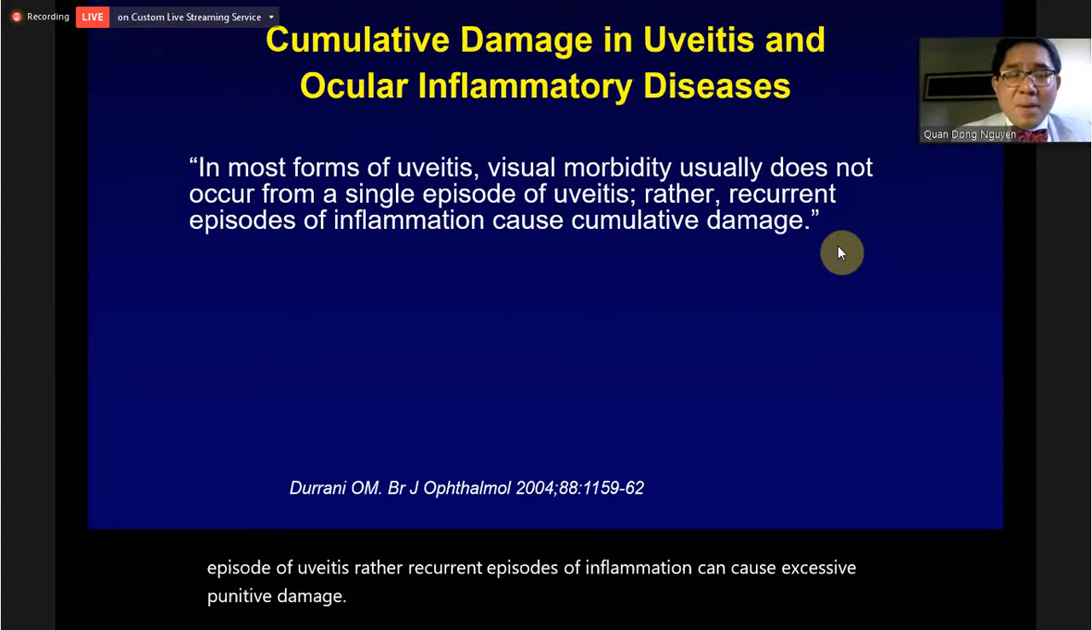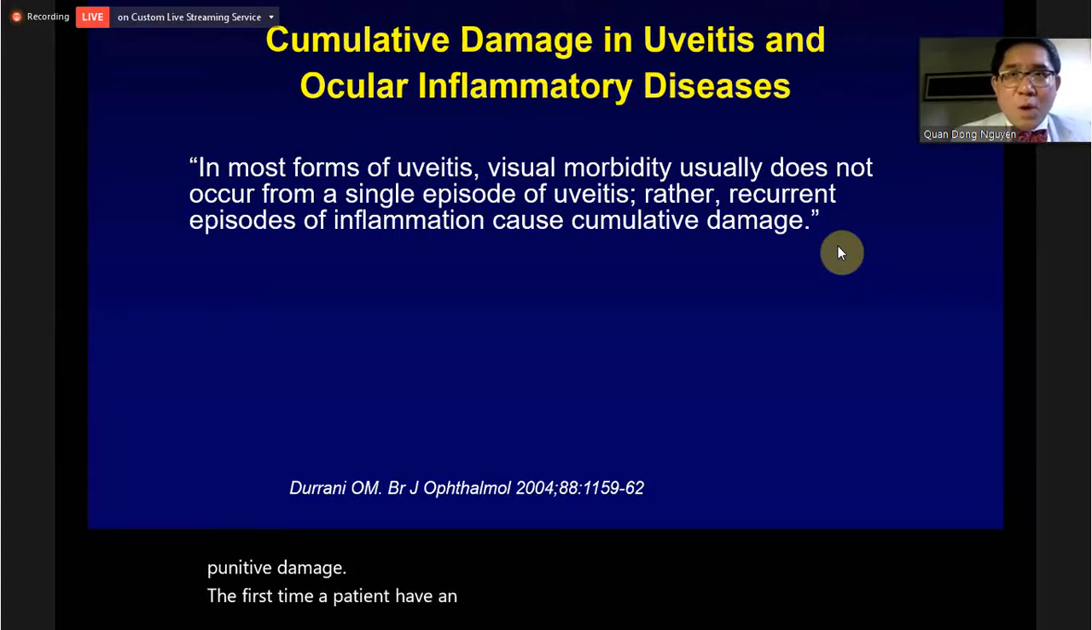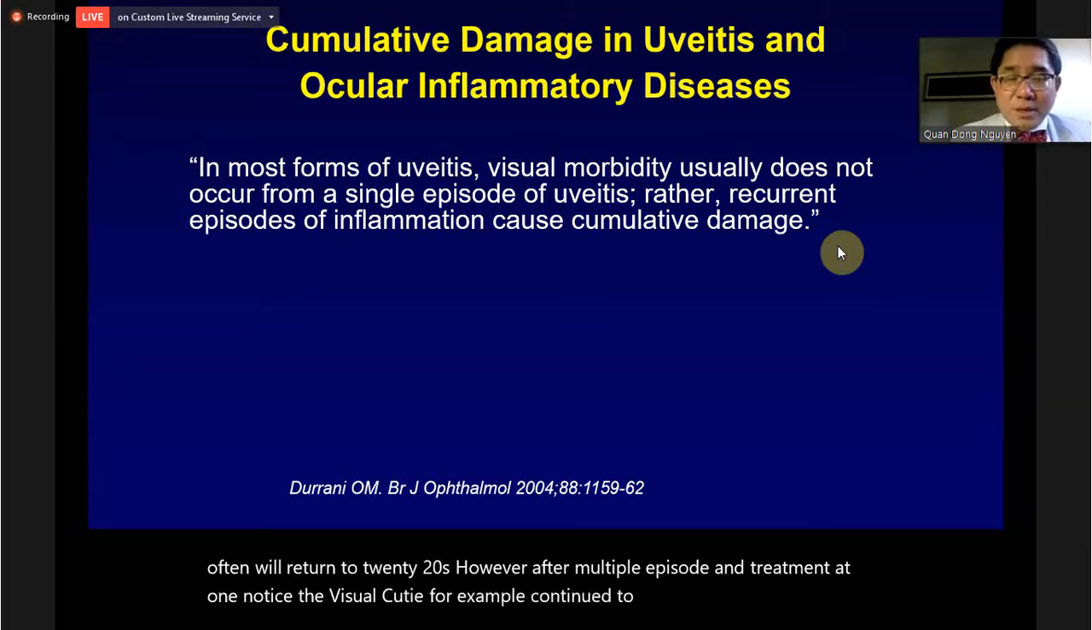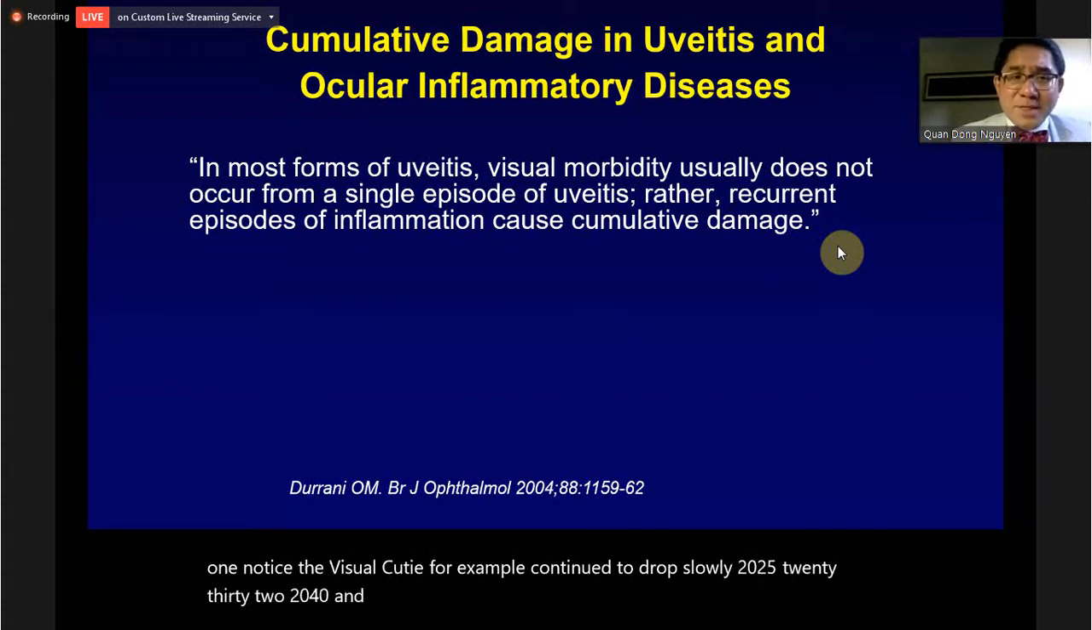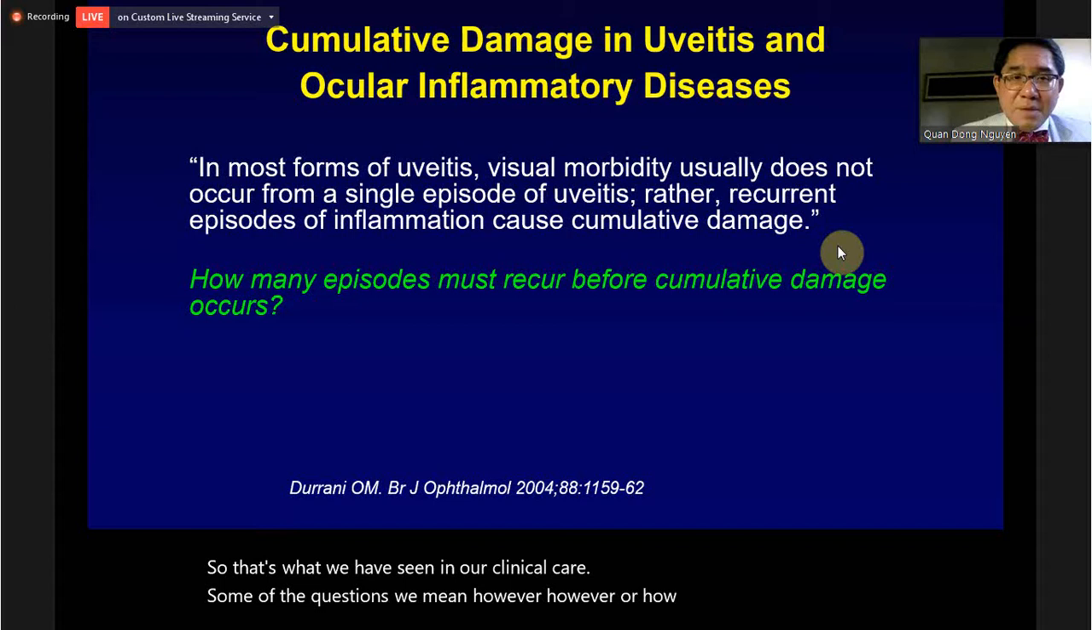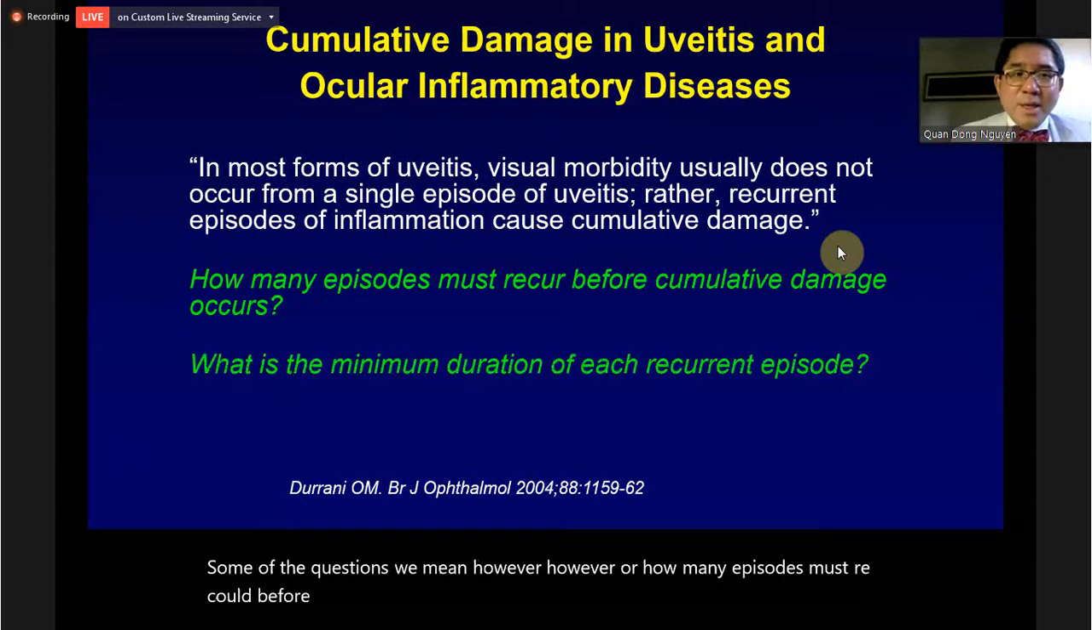The first time a patient has an attack of uveitis, once treated, the visual acuity often will return to 20/20. However, after multiple episodes and treatment, one may notice the visual acuity continue to drop slowly, 20/25, 20/32, 20/40, and so on. So that's what we have seen in our clinical care. Some questions remain, however: how many episodes must recur before cumulative damage occurs, and what is the minimum duration of each recurrent episode?